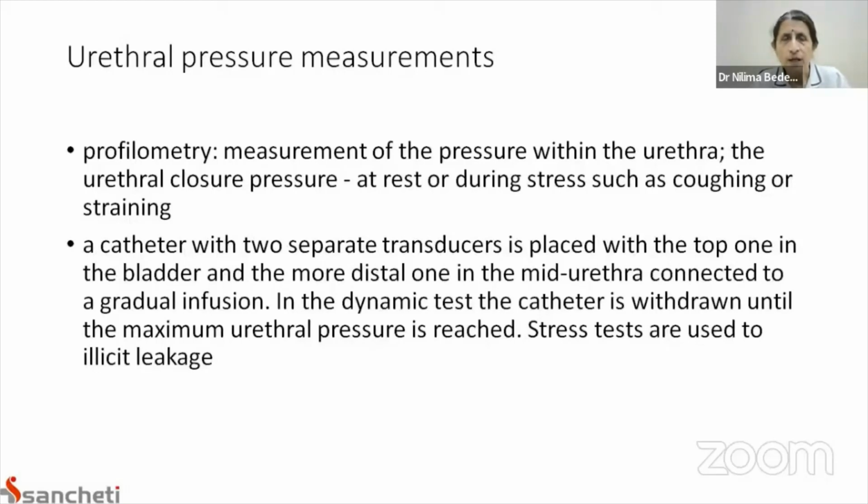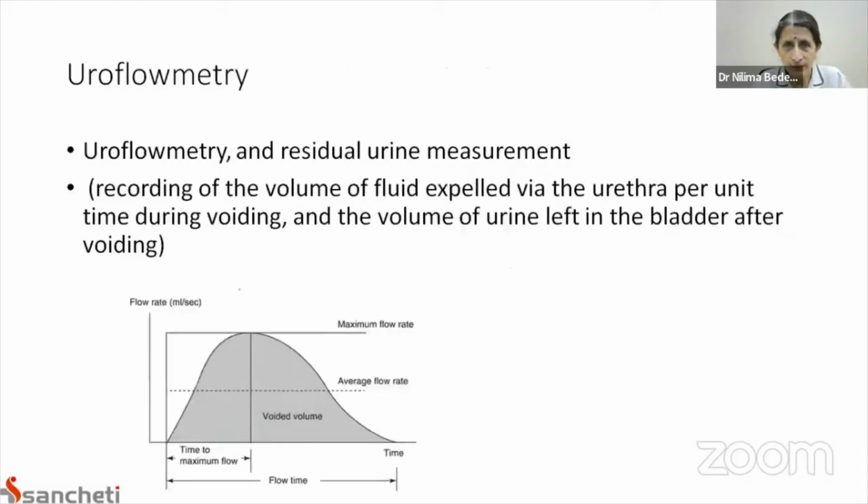It gives us the length of the urethra and what is happening to the external sphincter. So this profilometry helps in knowing what happens between the bladder and the urethral closure pressure. The next test is uroflowmetry, which appears to be a very simple but very informative test in knowing about the volume and the pressure.